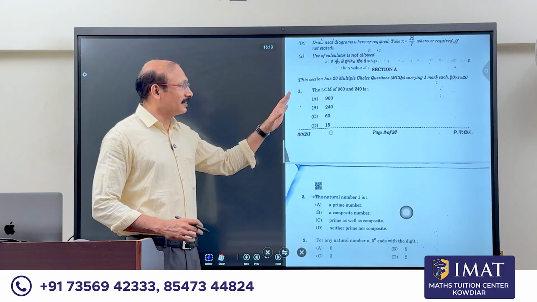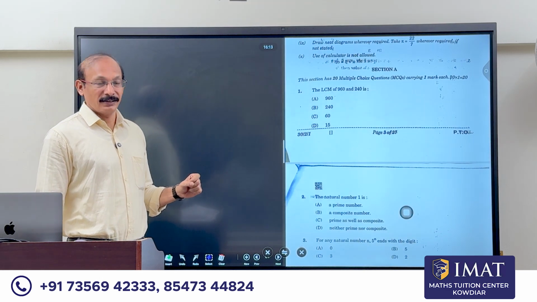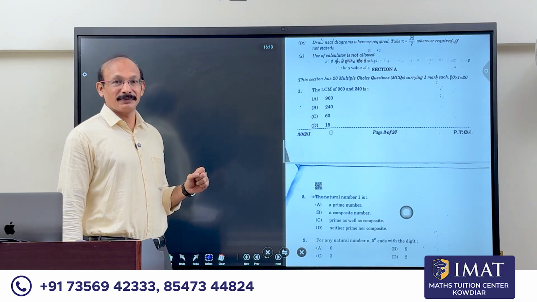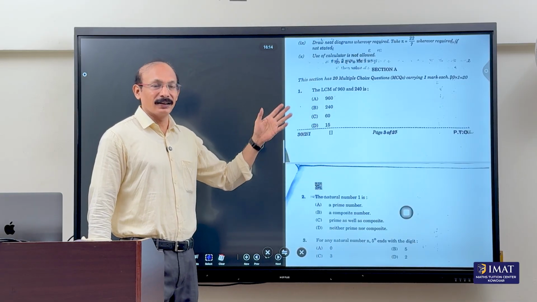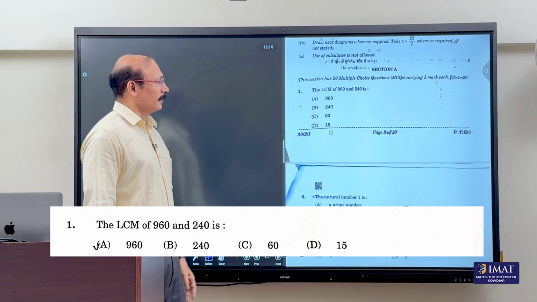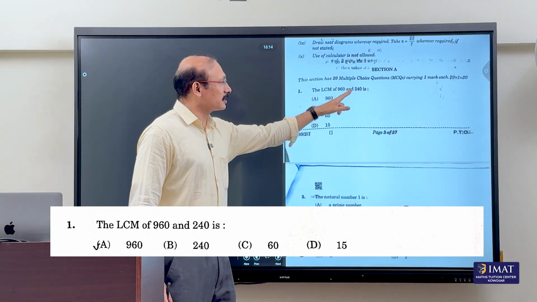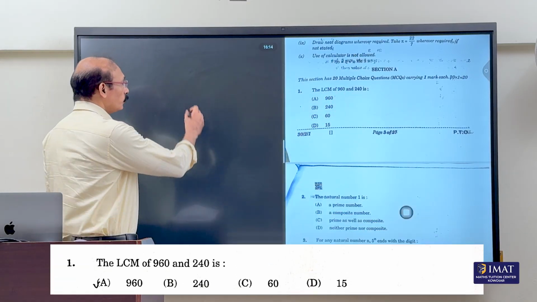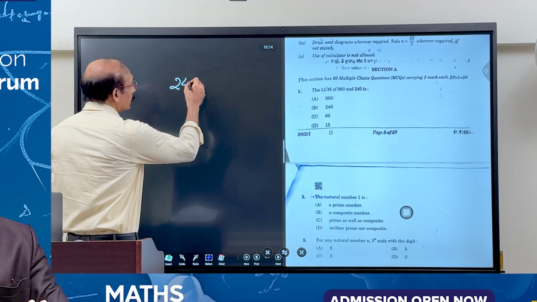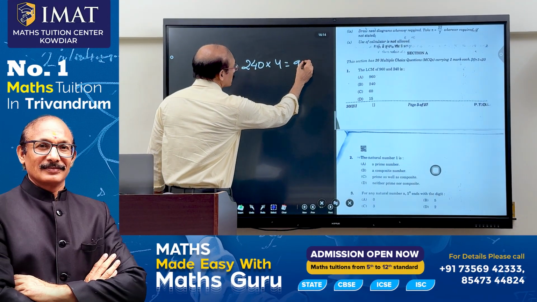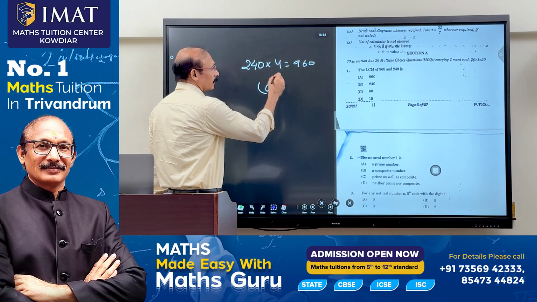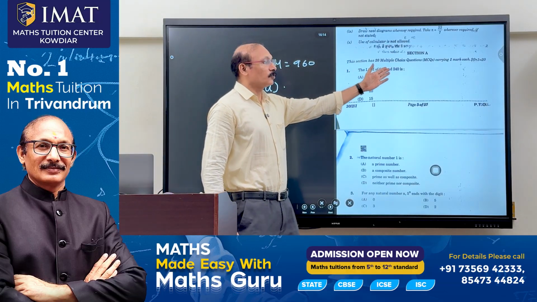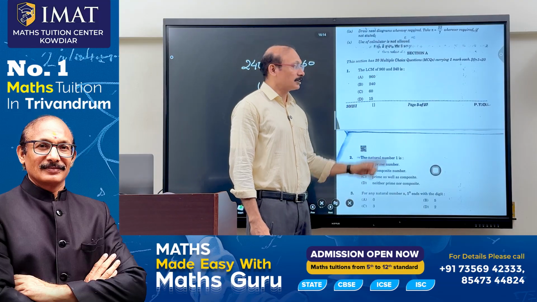Hello children, let us see the objective questions of the year 2026 board paper. All these sets have the same questions but they are just shuffled. So let us see the first question. The LCM of 960 and 240 is. 240 multiplied by 4 is 960, which means the LCM is 960. Option is A.